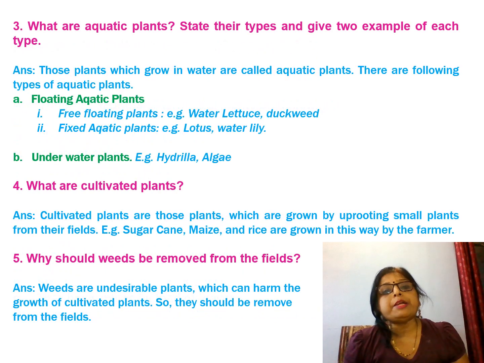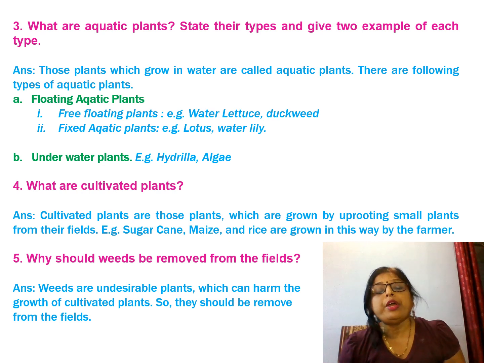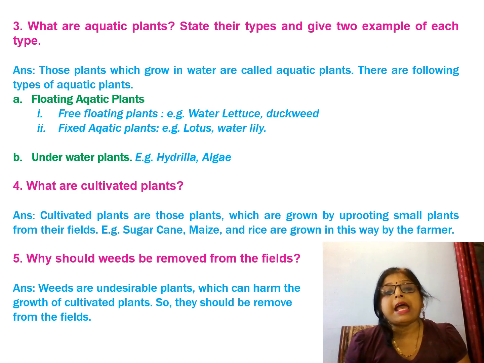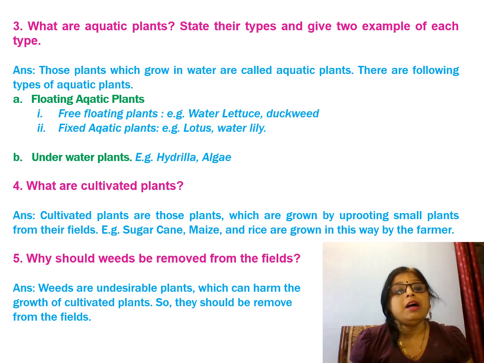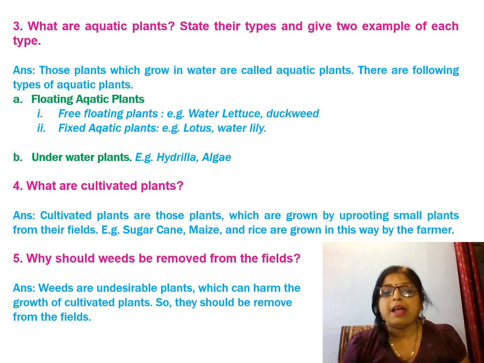What are aquatic plants? State their types and give two examples of each type. Those plants which grow in water are called aquatic plants. There are the following types of aquatic plants. Floating aquatic plants. This includes two types. First one, free floating plants. Examples are water lettuce and duckweed. And the next one is the fixed aquatic plants. Examples are lotus, water lily. Next one, underwater plants. Examples of such plants are hydrilla and algae.